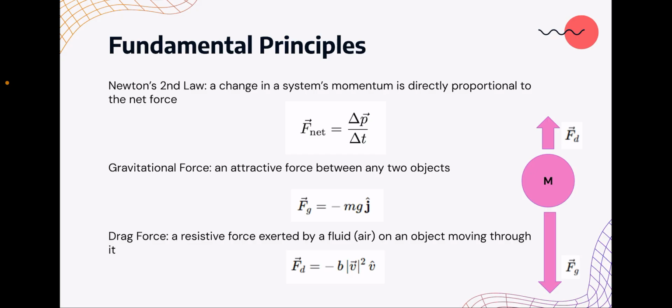And third, drag force, which is a resistive force caused by air. It always acts opposite the direction of motion and depends on the square of the velocity. In vector form, it is written as negative b times the magnitude of velocity squared times the unit vector of velocity. Together, these principles form the foundation for the two models that were built.